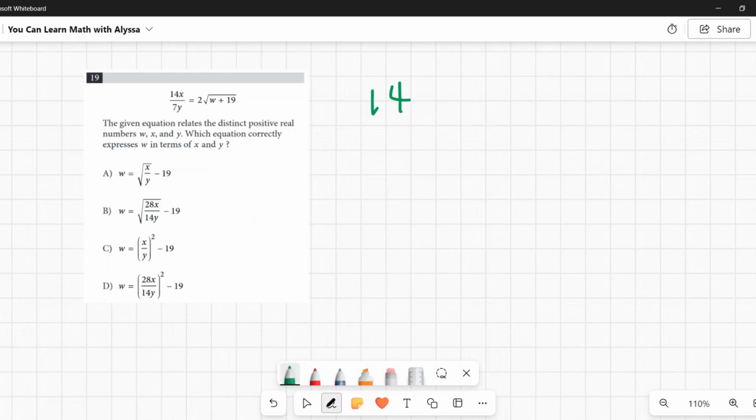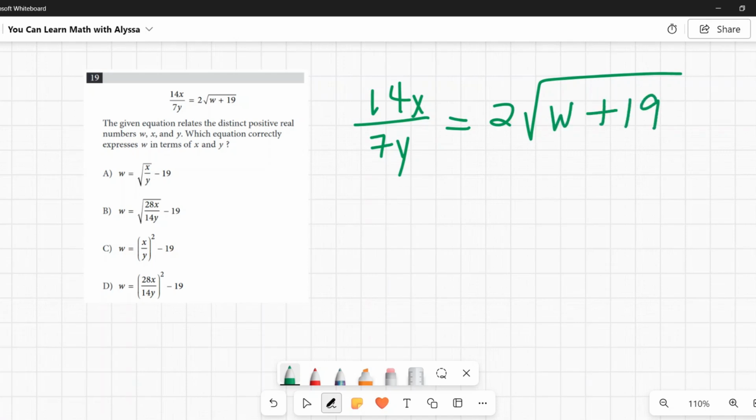All right, so we're starting with 14x over 7y equals 2 times the square root of w plus 19. Always start on the side that has the variable you want to end with. In this case, we want to express w in terms of x and y. So we're going to start over here, getting rid of things, undoing what's been done to w. First, it's being multiplied by 2, so we're going to do the opposite of that. We're going to divide by 2.